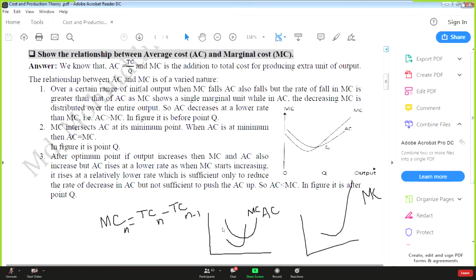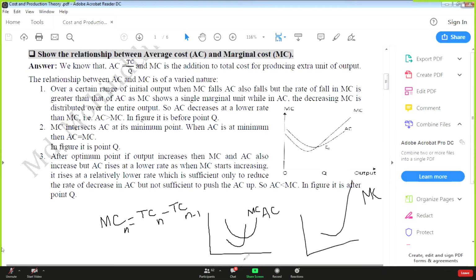So here our discussion is what? Our discussion is average cost and marginal cost. So I draw a diagram of average cost and I draw a diagram of marginal cost. Is it clear? What have I discussed up to this? Is it clear? Yes, sir. Okay.